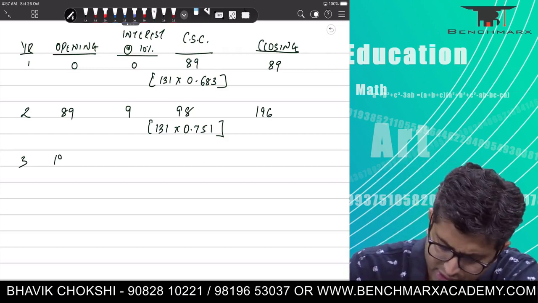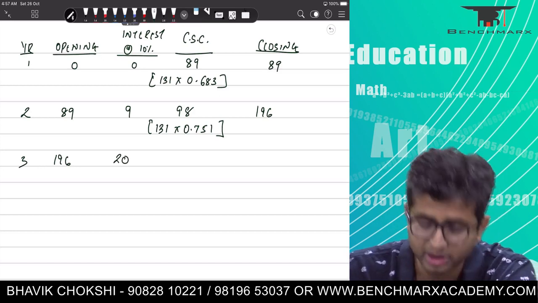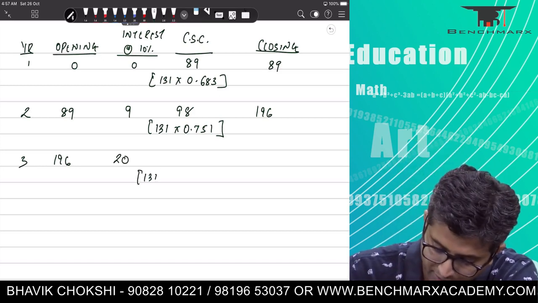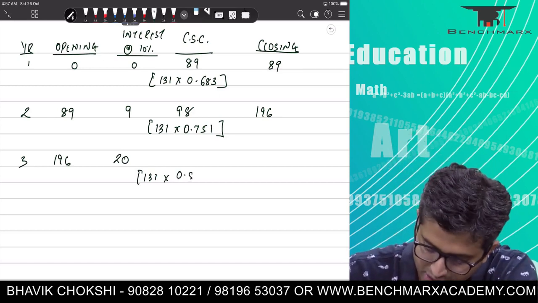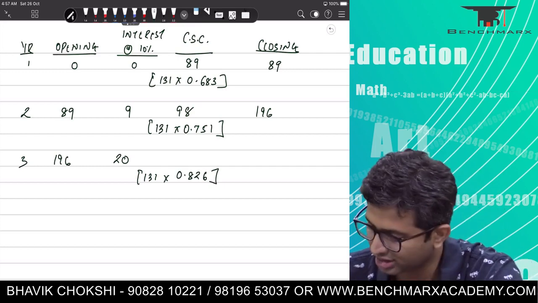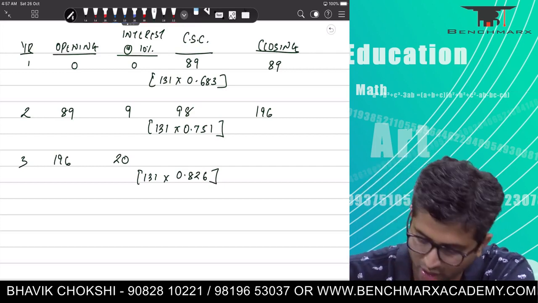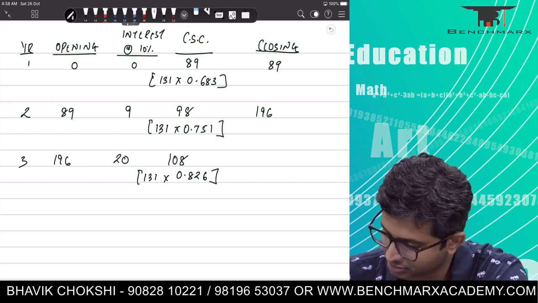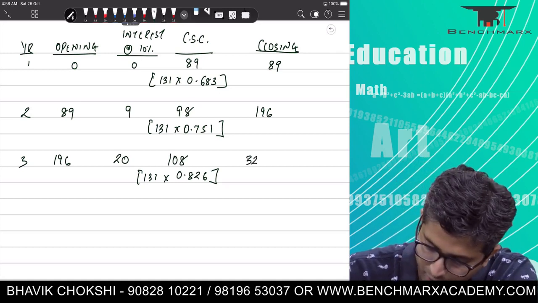Then you go to the third year. This is 196. You will repeat the same process. Interest is 19.6, around 20, at 10%. And then you have 131, which is now payable 2 years later, since you are at the end of the third year. That's the 10% discount factor 0.826, and 131 into 0.826 comes to around 108. Hence, your closing will be 196 plus 20 plus 108, that is around 324.